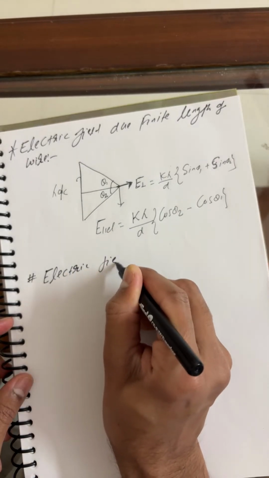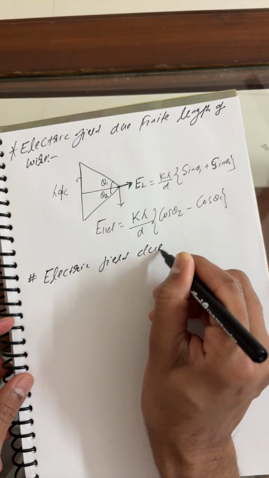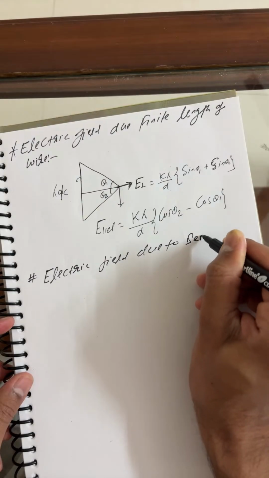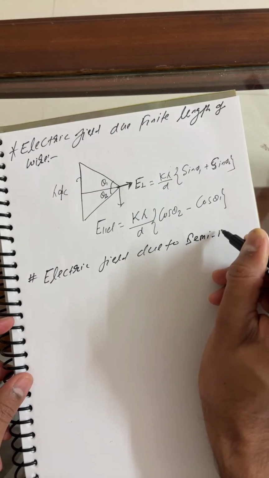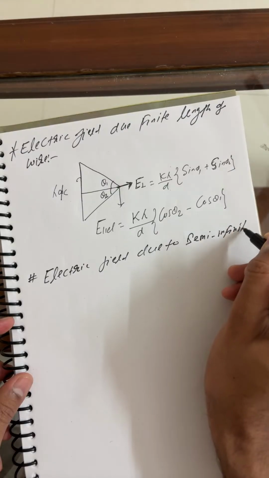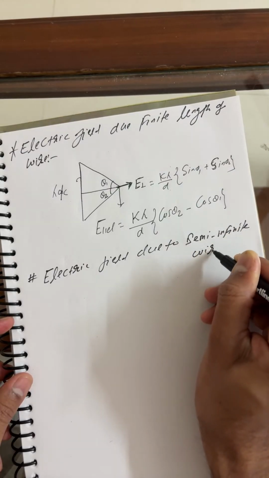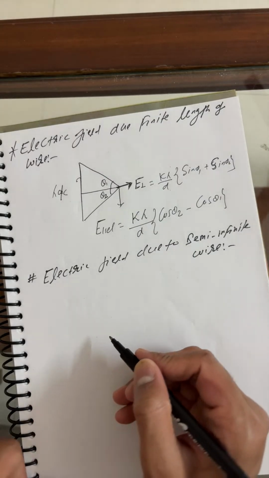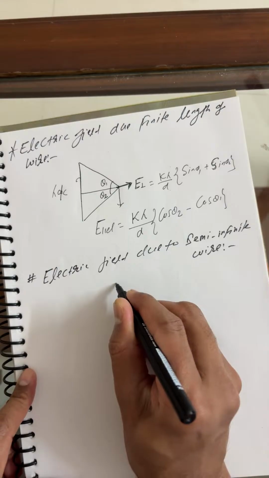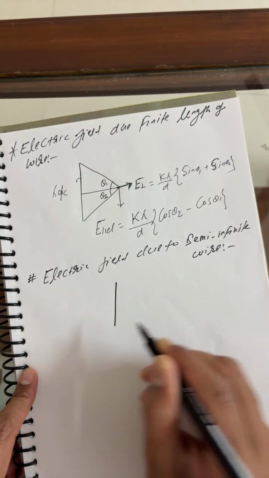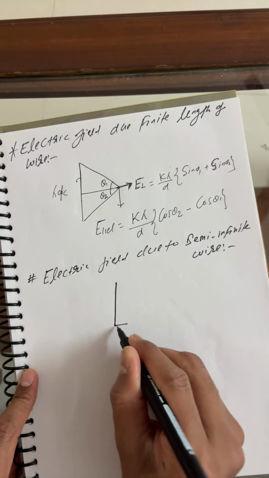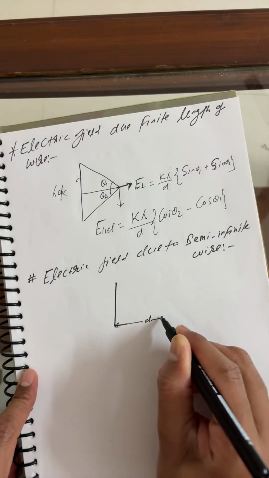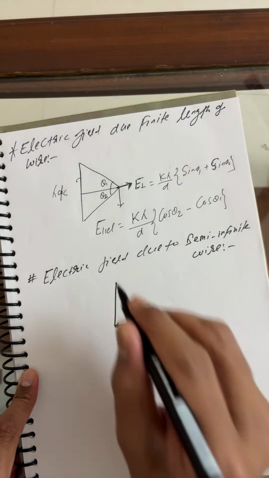Students, you can say electric field due to a semi-infinite wire. So for this condition, let's have a look at the point P. One end is fixed here, and we wish to find the electric field at point P.